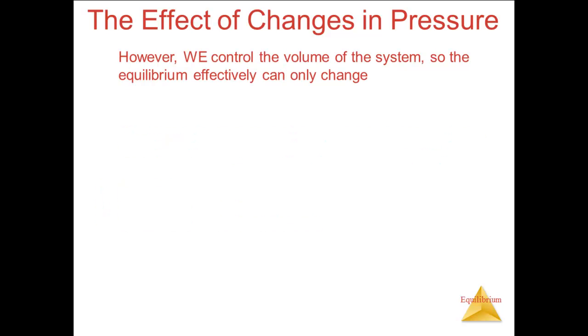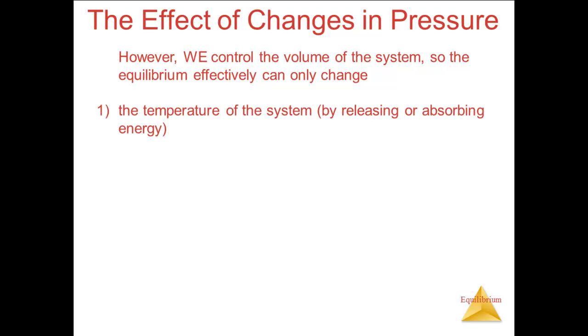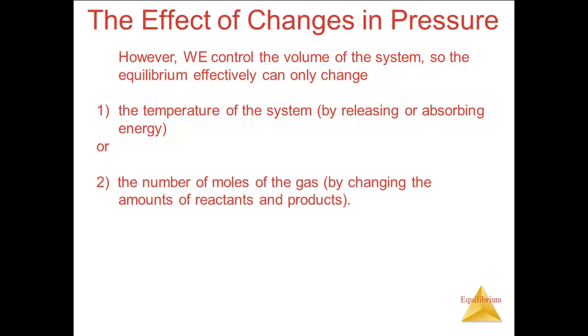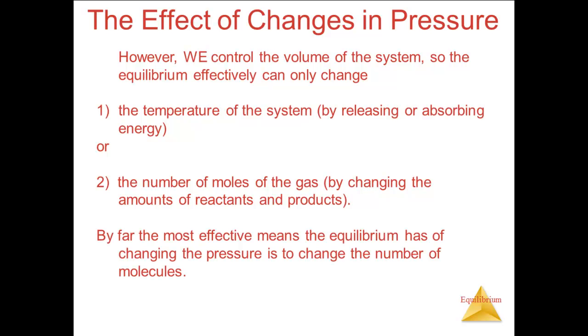We are in control of the volume of the container, so that leaves the equilibrium only changing the temperature of the system by releasing or absorbing energy, or changing the number of moles of the gas by changing the amounts of products and reactants. The only effective way for the system to affect the pressure is to change the number of moles of gas.